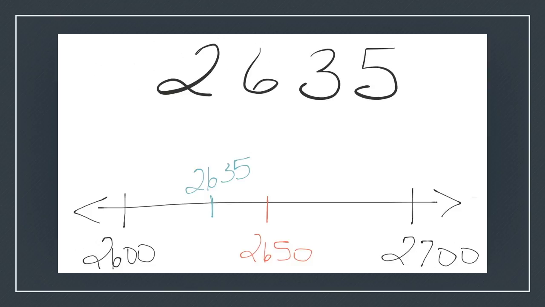Okay. So getting kids to think about what are those two benchmark numbers on either side, what's in the middle, and then where does our number fall on that number line tells us which way to round it. Right? And eventually they'll start noticing that if it's at the 50 or the 500, whatever it might be, we're going to go up to the higher amount. If it's below that middle point, we go down to the lower amount.